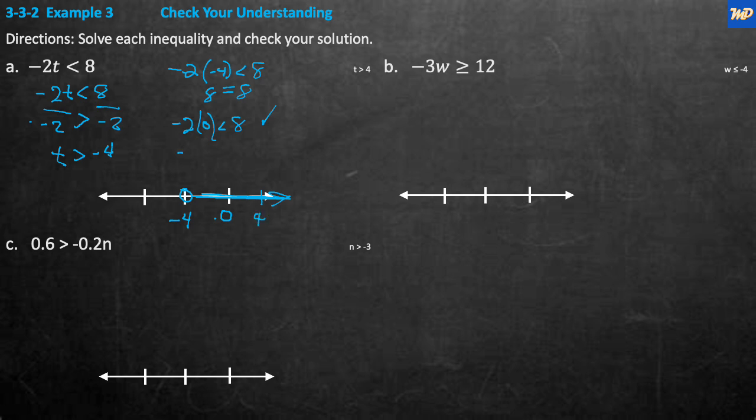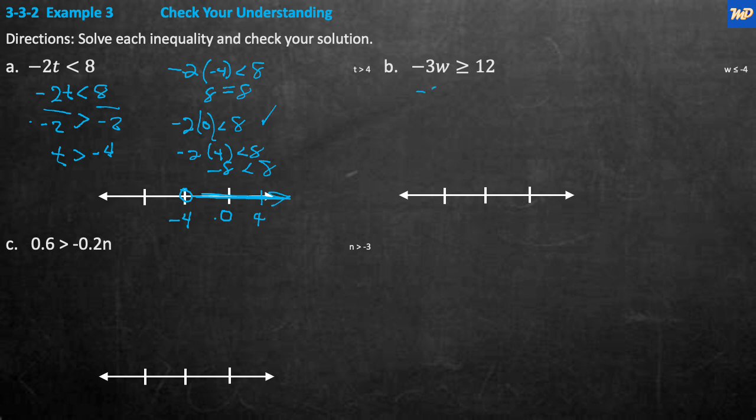If I put it in here, negative 2 times 4, is that less than 8? Negative 2 times 4 is negative 8, right? And is negative 8 less than 8? Yes, it is. So that's correct.